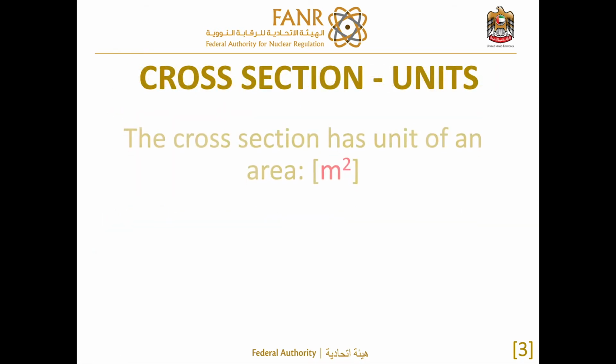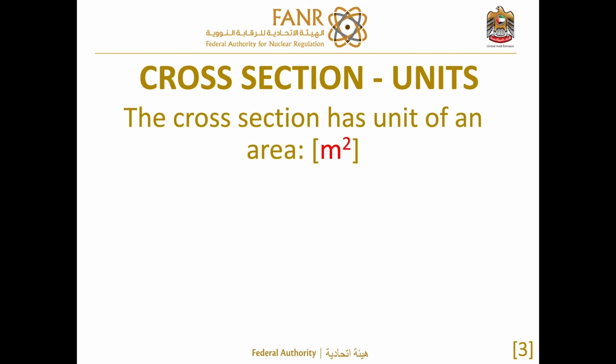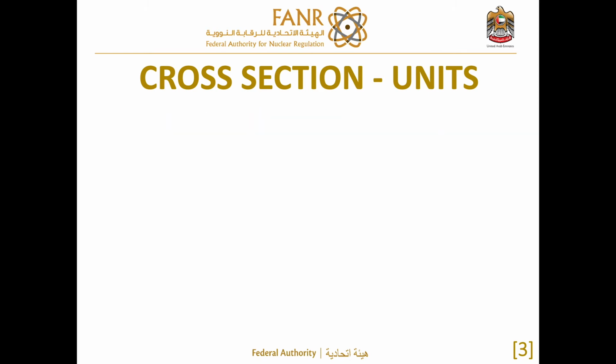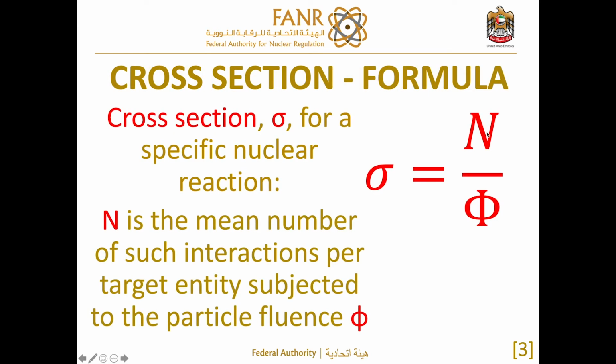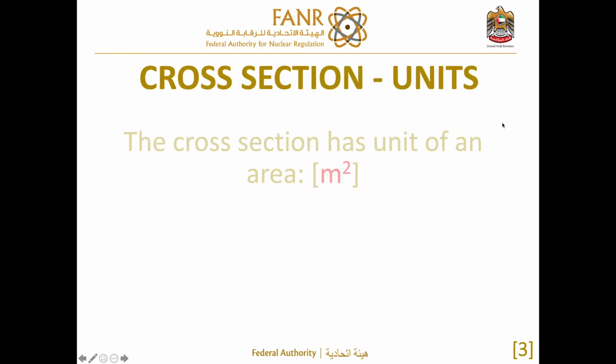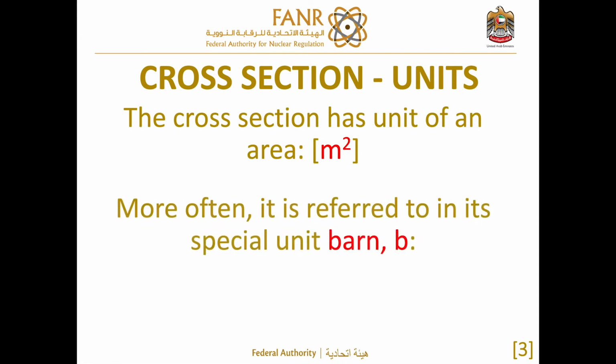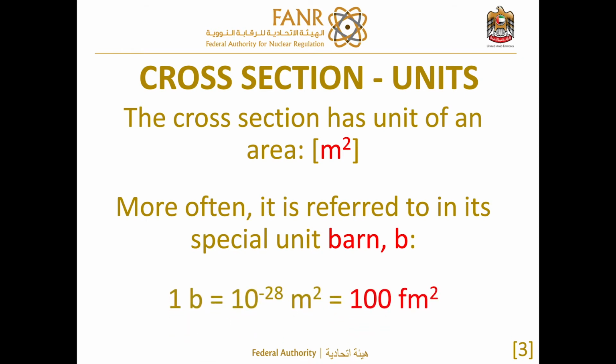Units of cross-section. Cross-section is an area, because it is the ratio, let's go back, it is the ratio of a number of particles divided by a number of particles per unit area, so it's an area. And indeed, it is expressed most frequently by a special unit, which is called barn. The barn is equal to 10 to the minus 28 square meters.